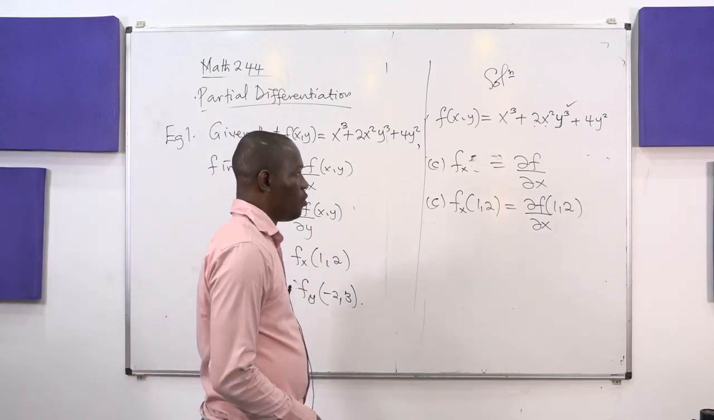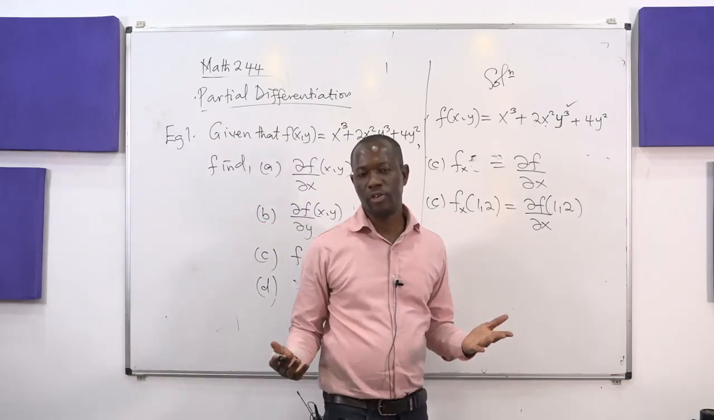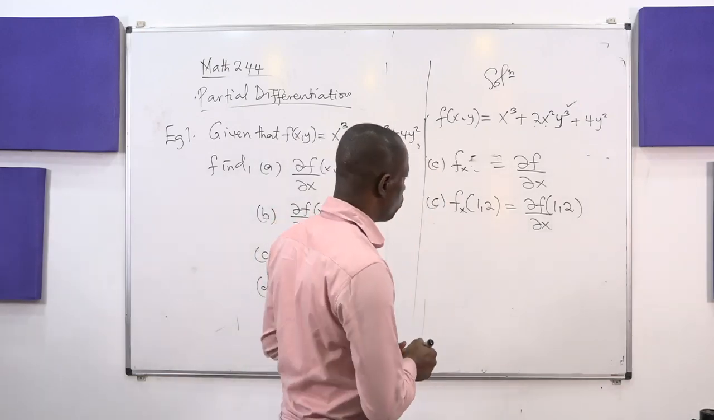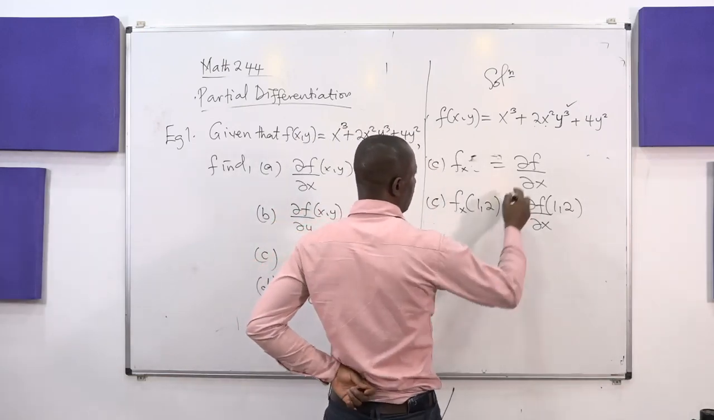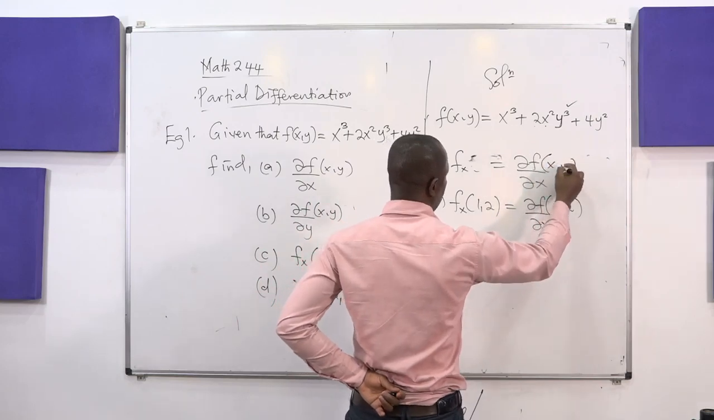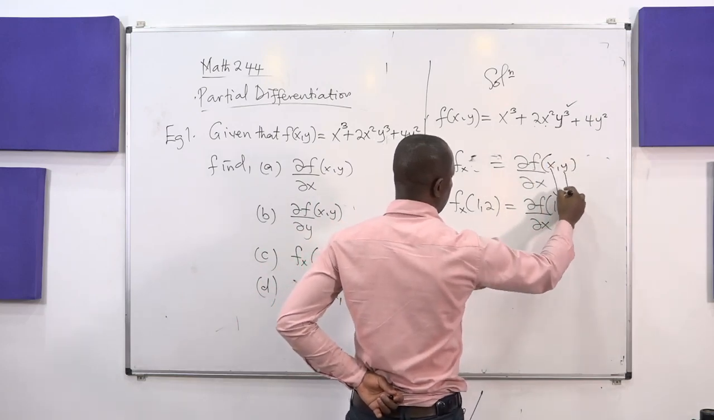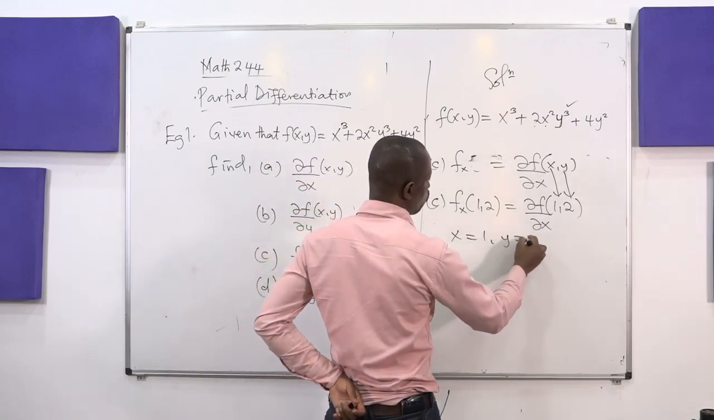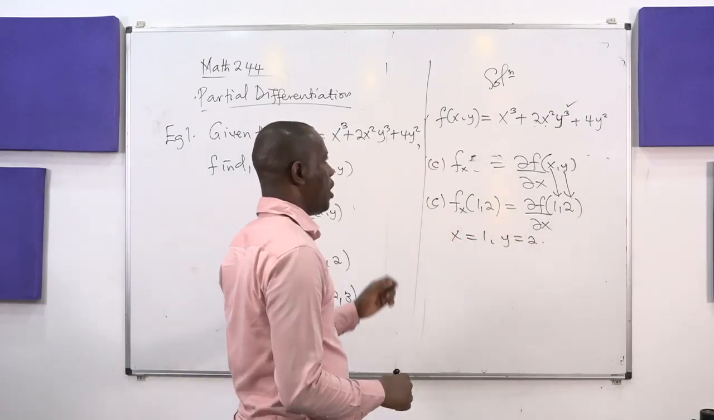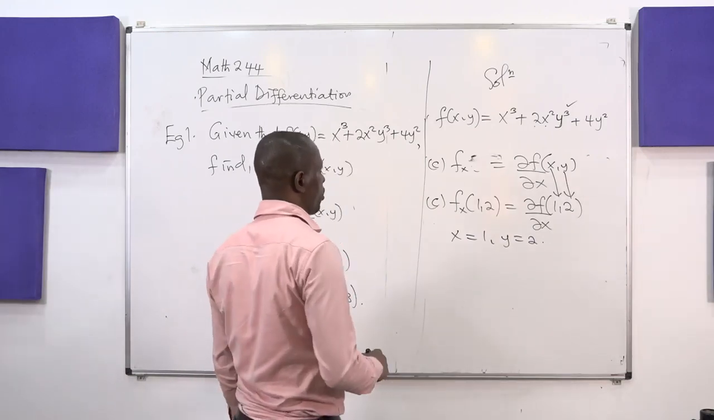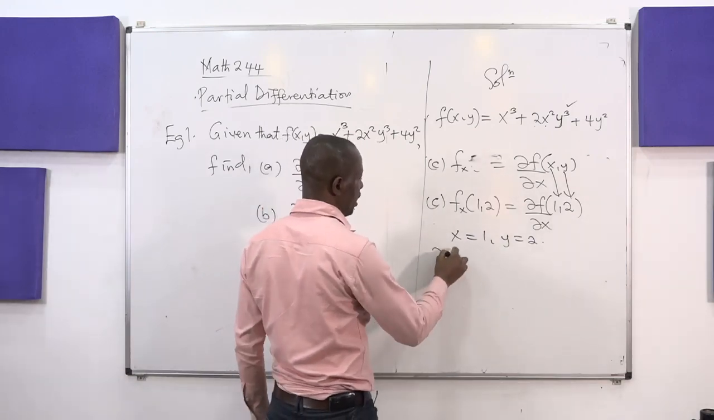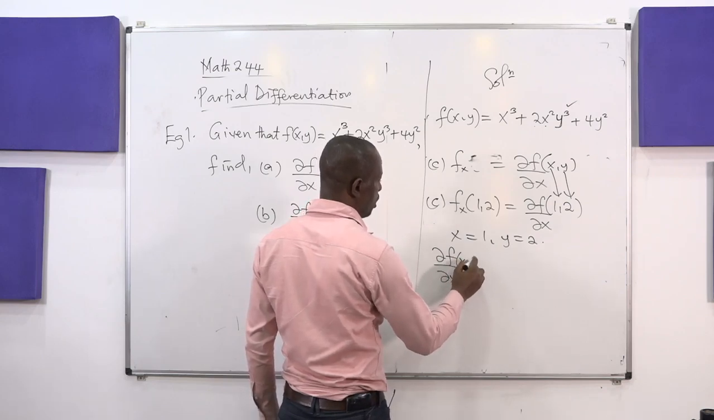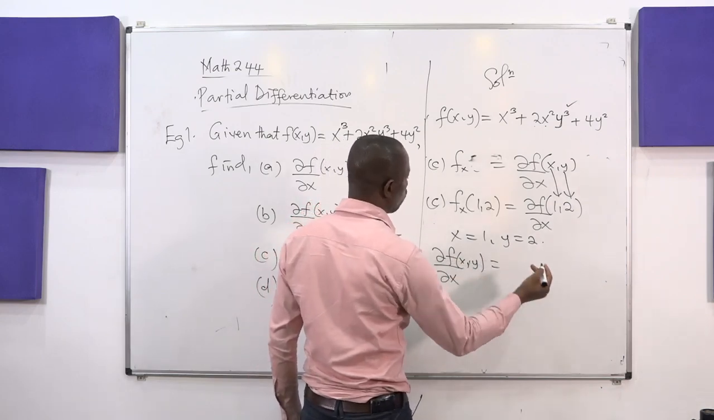That means that we have already found partial f with respect to x. So now we are going to evaluate it at the point (1, 2). So this implies that for partial f of x, y, x is 1, y is 2. So we know our partial derivative with respect to x. Or if we don't know, let me do it.